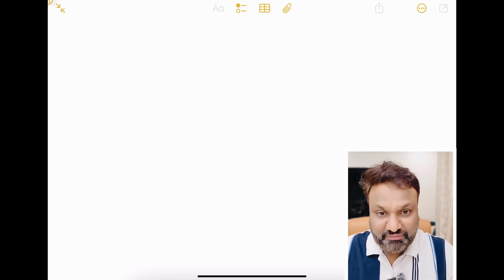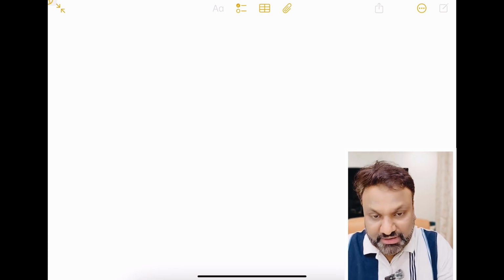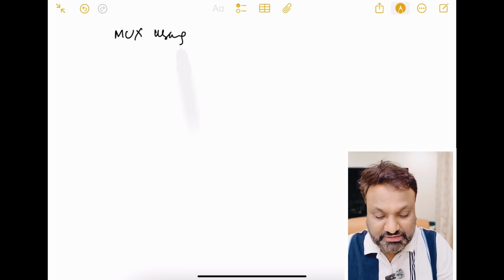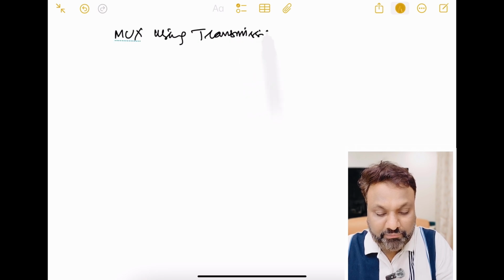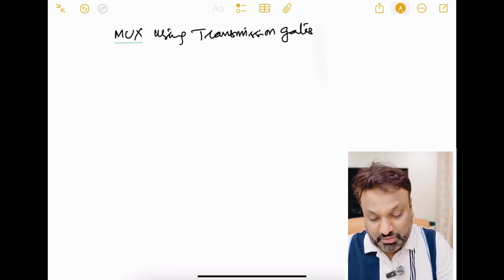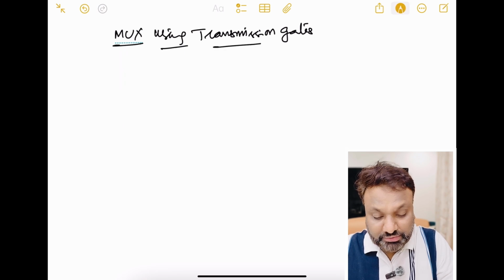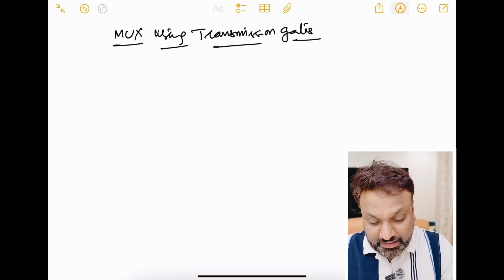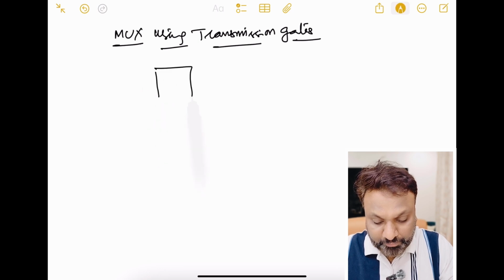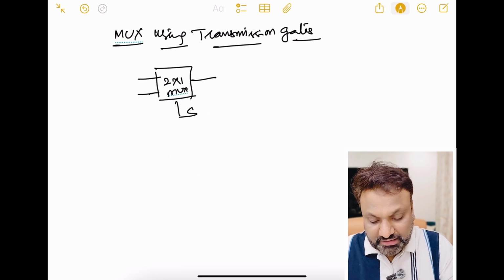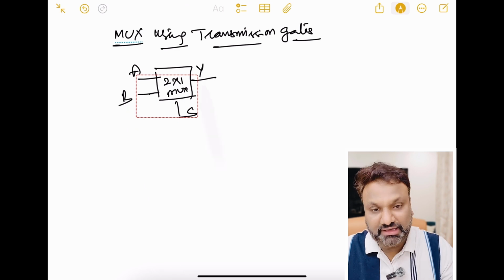In this lecture we will discuss the implementation of a multiplexer using transmission gates. So first of all, let us take a 2x1 MUX. I have a selector line S, A and B are my inputs, and Y is my output.